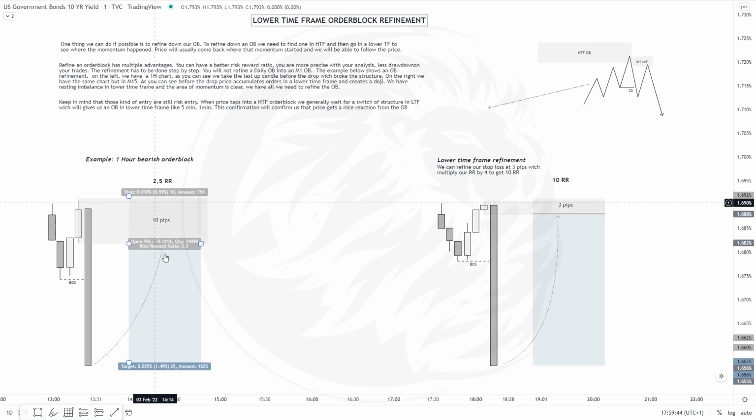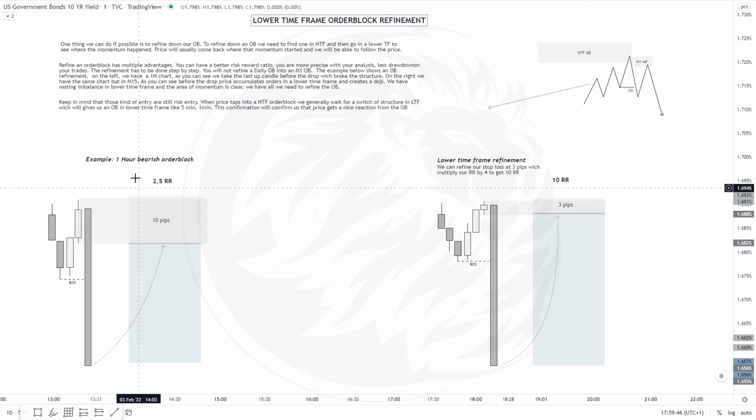On the left, we have a higher time frame chart, for example a 1 hour, and as you can see we take the last up candle before the big drop which broke the structure. On the right we have the same chart but in a lower time frame, here M15 for example, and as you can see before the drop price accumulates orders in the lower time frame and creates a doji. We have the resting imbalance here and the area of momentum is clear.